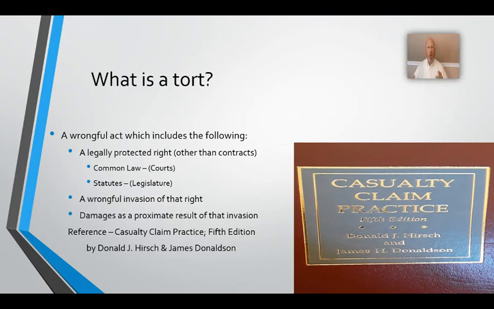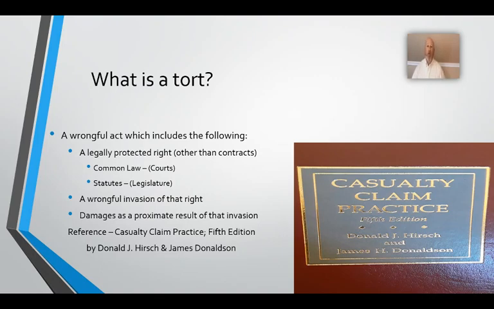So we're going to use as our reference a book that I still use to this day. I've had it for probably over a decade. It's called Casualty Claim Practice. I think it's the 5th edition. It's written by Donald Hirsch and James Donaldson. So I would suggest if you want to get a book, which is a great reference tool, that's the one I would refer you to. It's not a book you're going to read through and learn everything. It's a book that you can browse through. You can look at topics and find those topics in that book. When you have a circumstance come up, you're not sure about it, go to that book, look it up. It's a great tool. I highly recommend it.